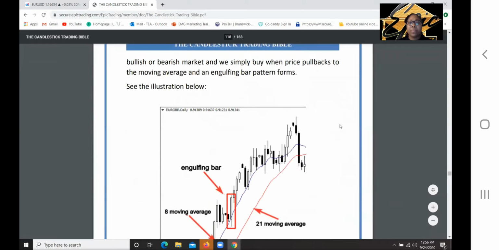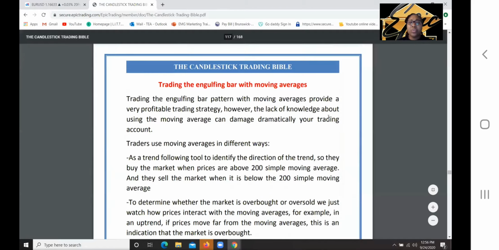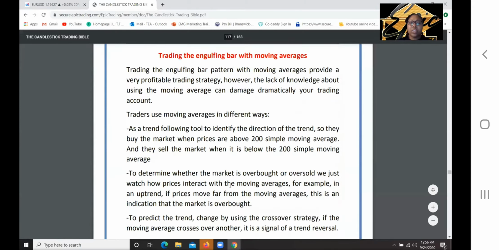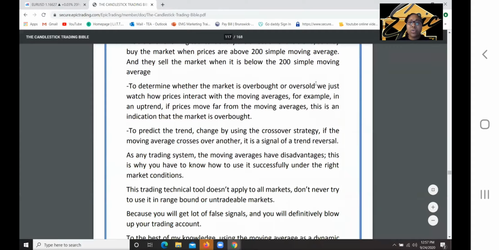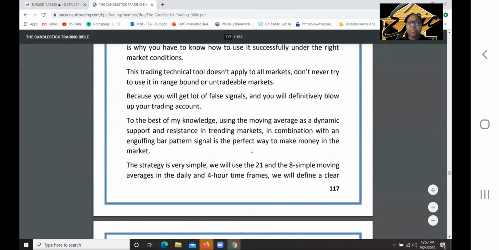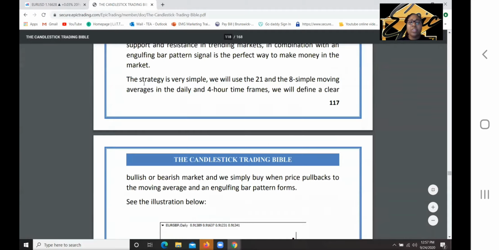This one is showing you how to trade the engulfing moving average, how to find moving averages in different ways. It talks about the 200 simple, which I already mentioned is the overall trend. And it shows you a simple strategy of using the 21 and the 8 simple on the daily and 4-hour time frame.